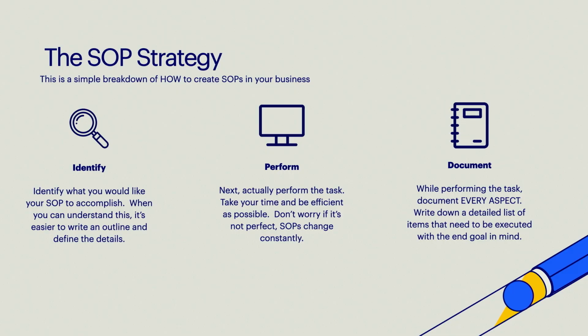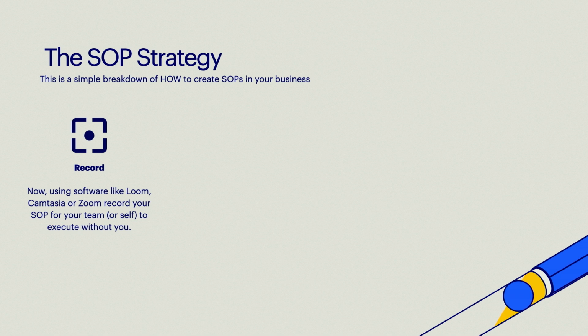Step 3, add a meta description. So literally breaking it down step by step. Document as you do it, because as you're documenting and performing this, you'll get better. You'll have your SOP documented, and then you can delegate that. So identify, perform, document. Next, you want to record.